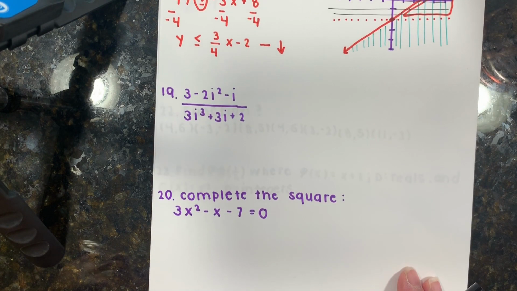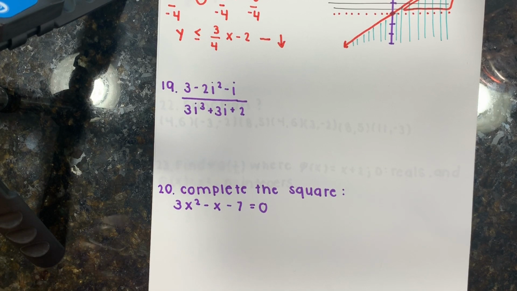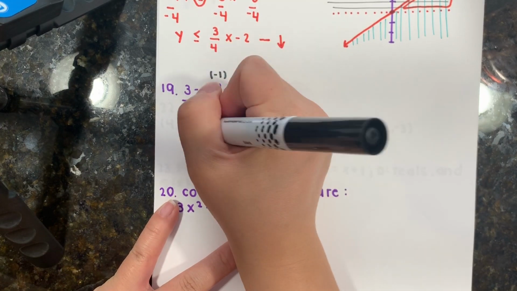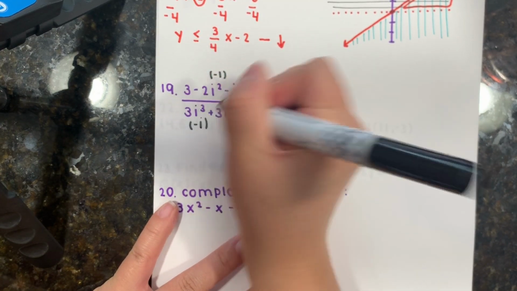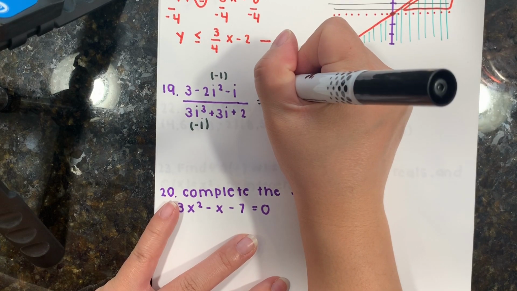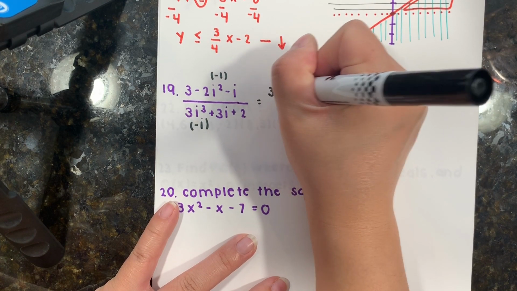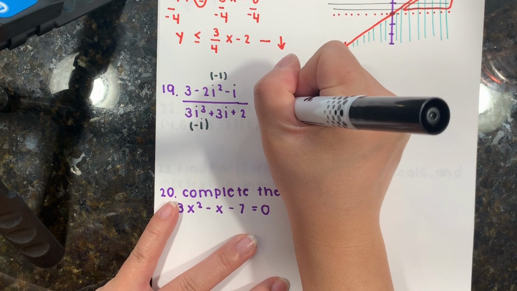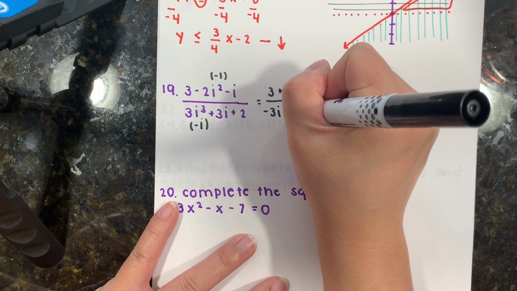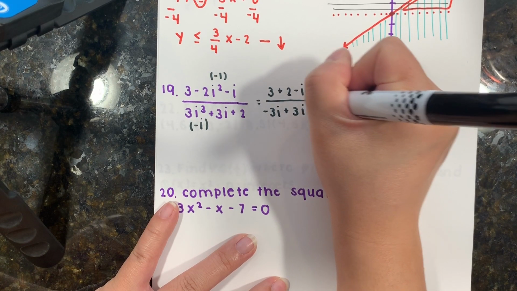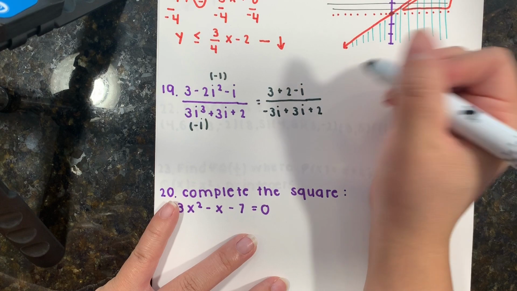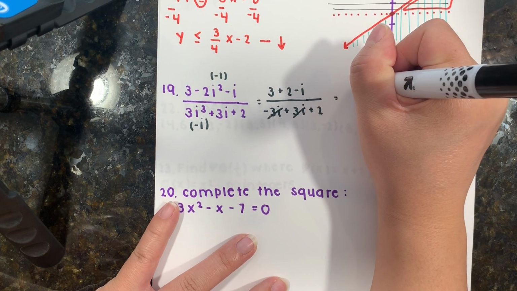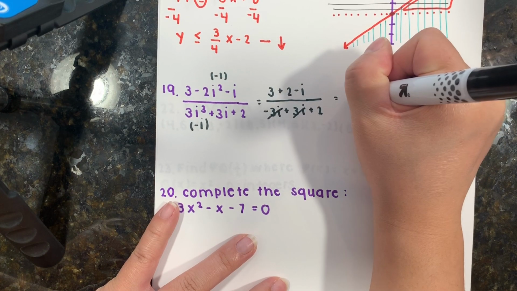Now moving on to number 19. So for number 19, I'm going to start by just simplifying. So i squared is equal to negative 1, and then i cubed is equal to negative i. So really what I have here is 3 plus 2 minus i over minus 3i plus 3i plus 2, which means that the 3i's actually cancel. So really you're left with 5 minus i over 2.